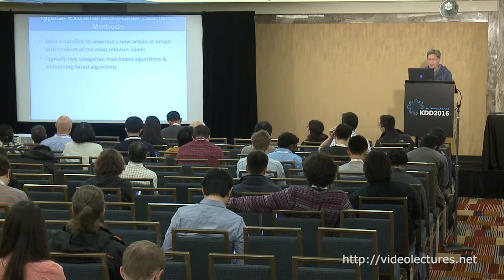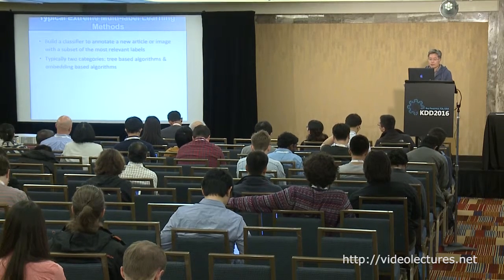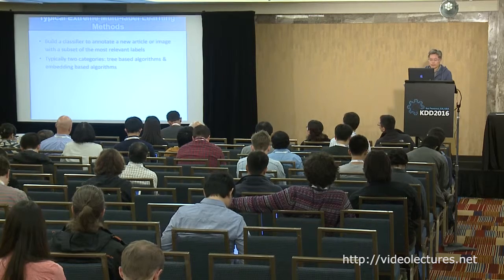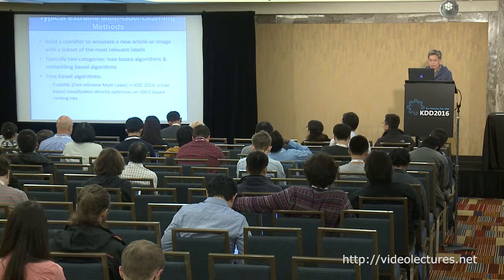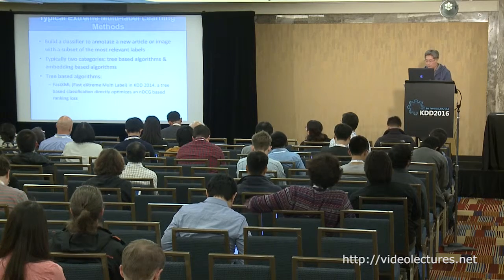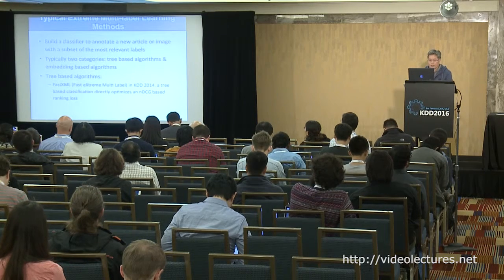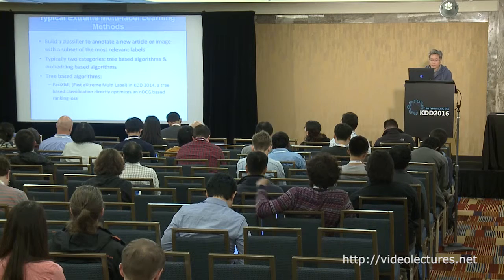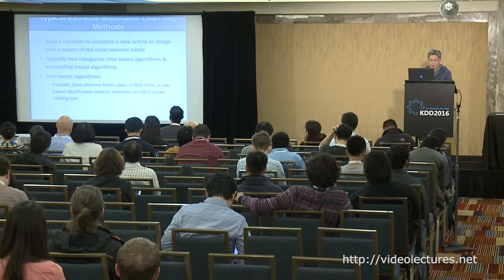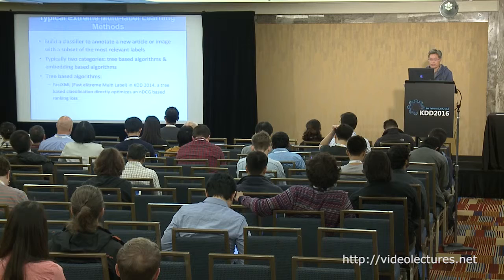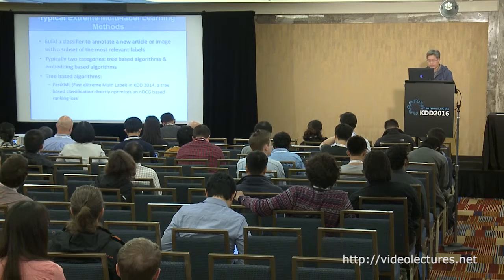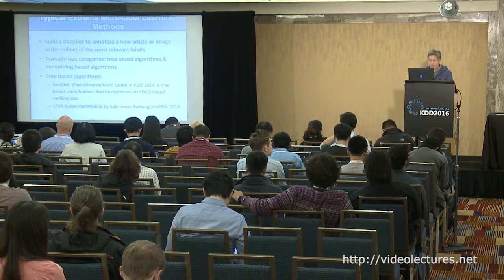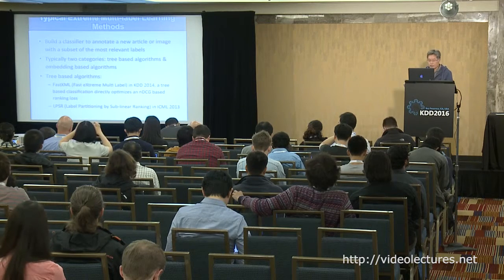Typically, there are two categories. One is the tree-based algorithm, and the other is the embedding-based algorithm. The tree-based algorithms include FastXML, fast extreme multi-label, a tree-based classification directly optimizing an NDCG-based ranking loss. And LPSR is another tree-based method.